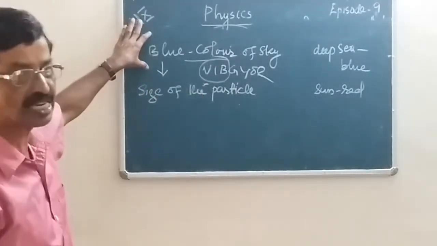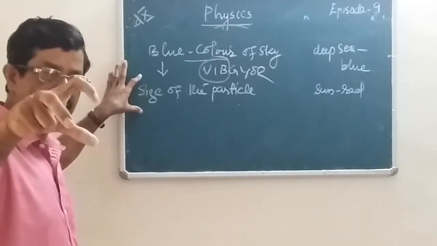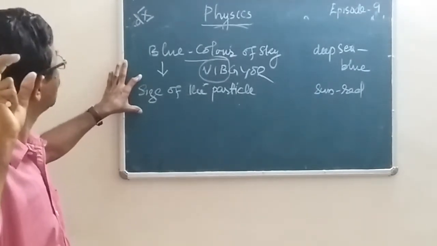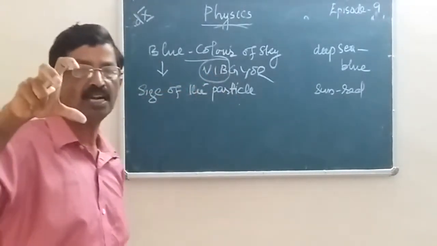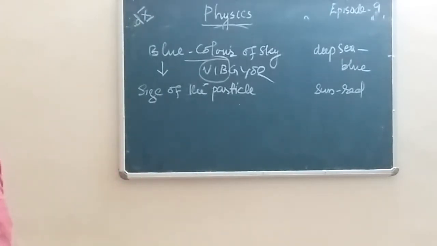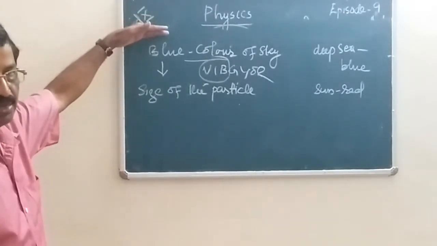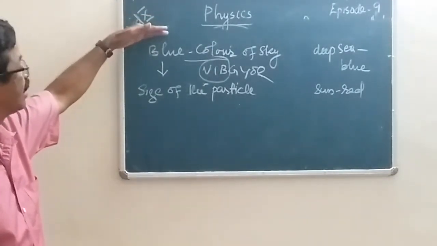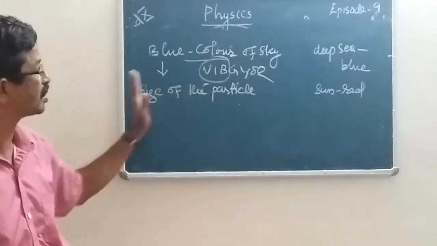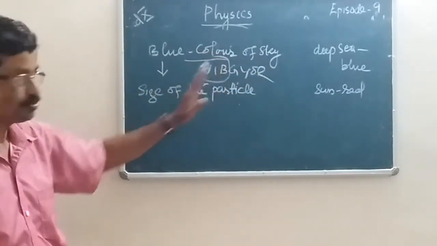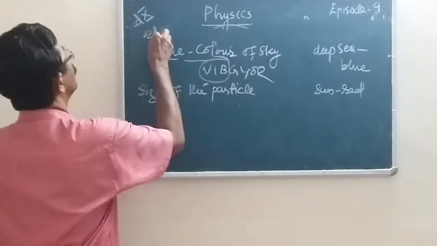Why is the sky blue? When the size of the particles in the atmosphere is smaller, these colors, violet, indigo, blue, are all scattered more than other colors. The combined effect of these provides the sky with which color? Blue color. That means when the size of the particle is smaller, blue color is scattered more compared to other colors. So the sky appears blue in color.